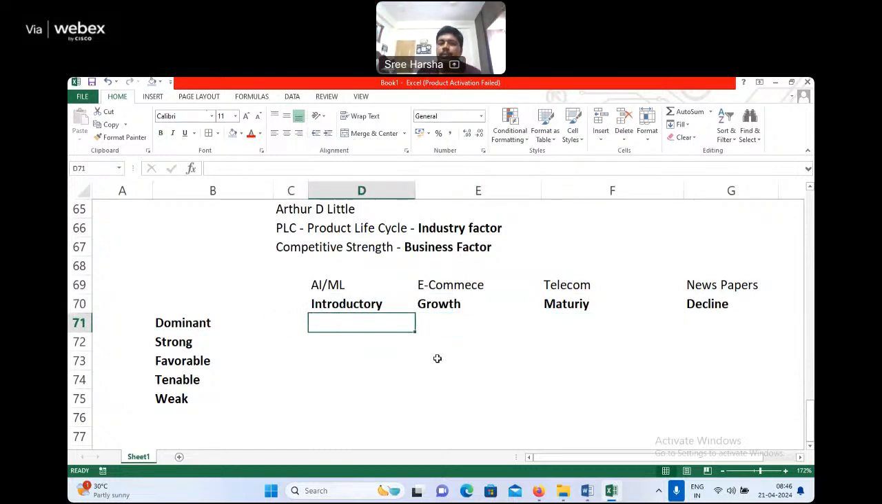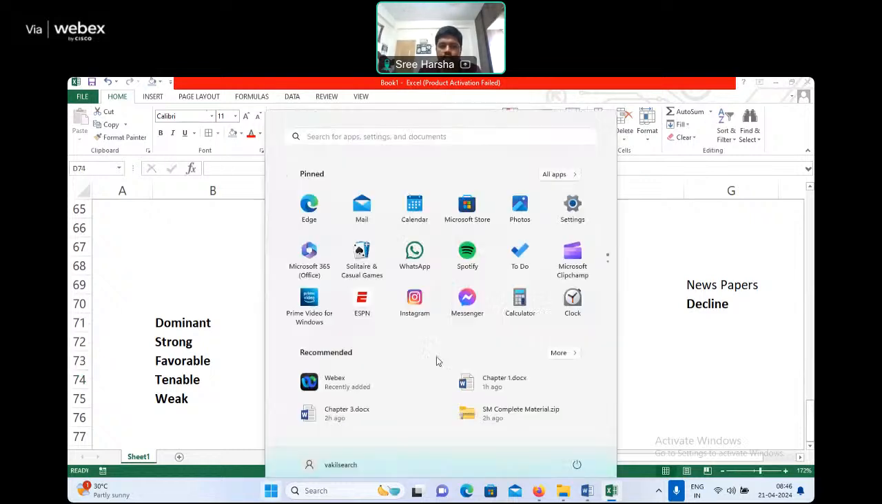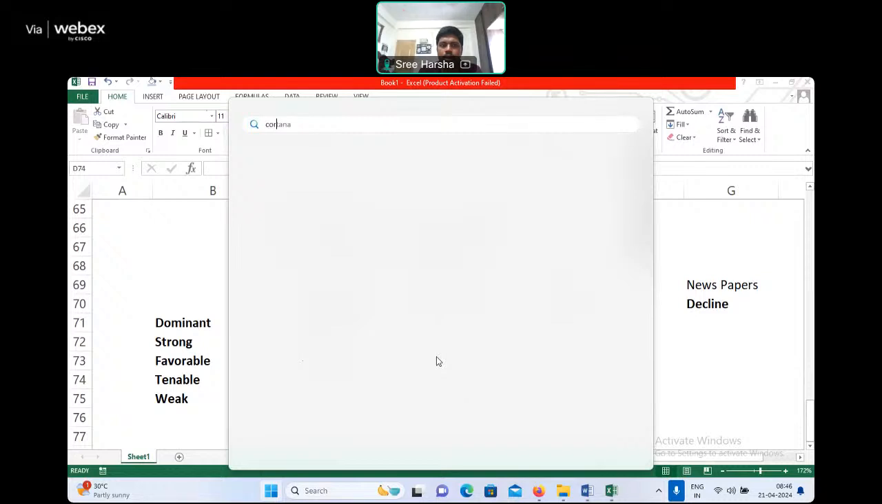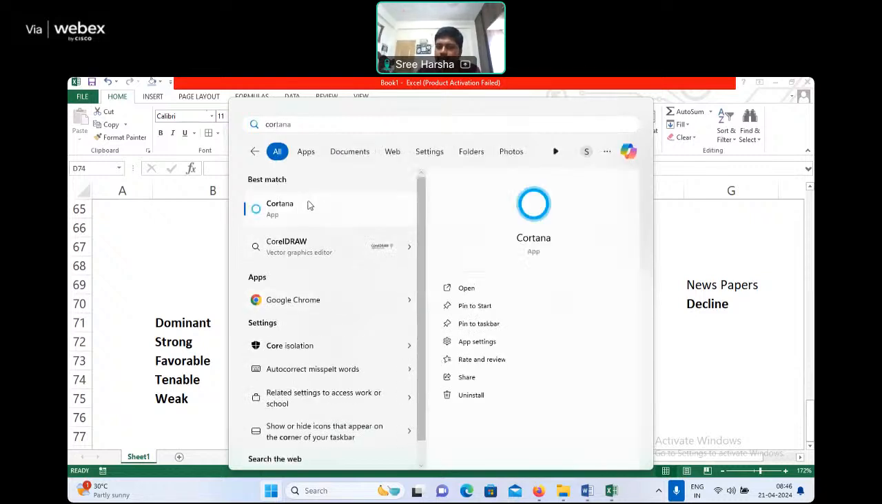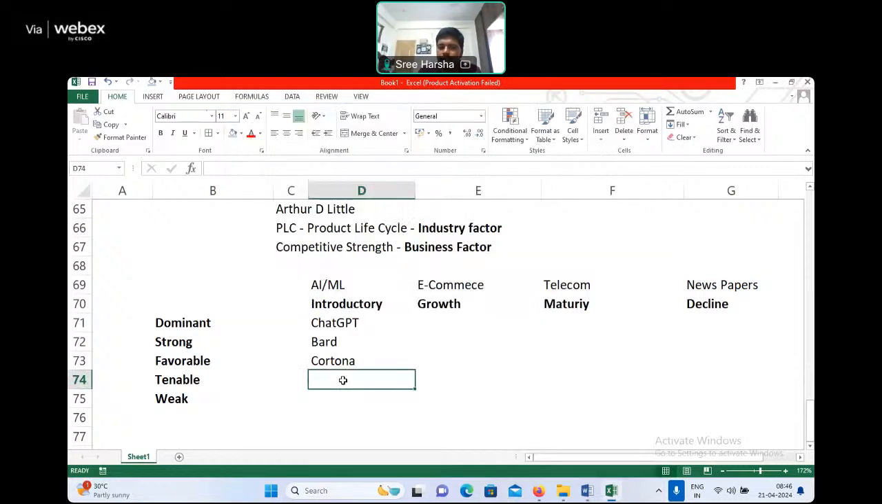Dominant. Who are the dominant players in this particular AI ML industry? Today, currently, the dominant player is ChatGPT. A little bit strong player is Google's Bard or Google's AI. Favorable position, there are many other players. For example, I can say Microsoft's Cortana. Even in Windows, Cortana will be there. This is Microsoft's product. There are tenable, weak, many multiple companies, small companies. They're all tenable and weak.